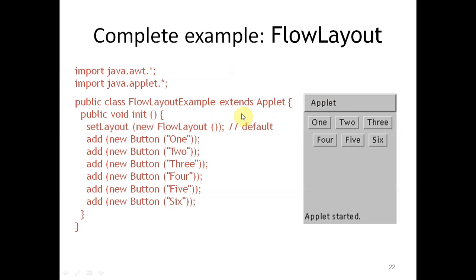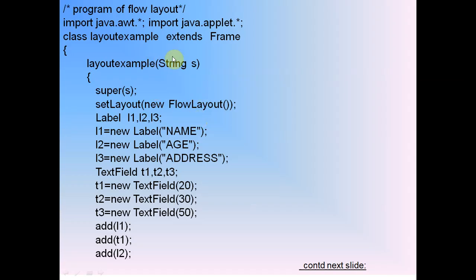In this program we are using the applet, and the class FlowLayoutExample extends Applet, and we are importing applet as well as AWT. We are displaying the elements on the applet, but at the same time we can use a frame also. So class LayoutExample extends Frame. In this case we are displaying the elements on the frame, but the layout statement will be the same in the applet as well as in the frame.